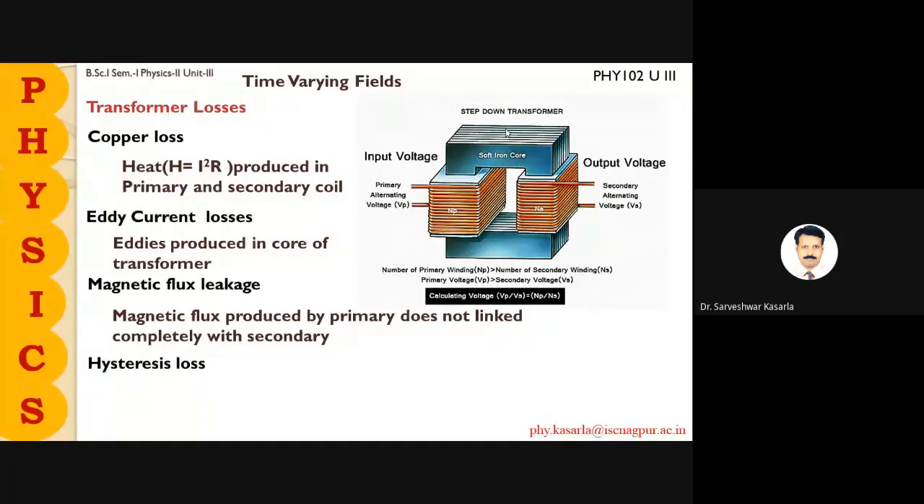Hysteresis losses. This is the fourth type of loss. Hysteresis loss means there is a complete magnetization and demagnetization of the soft iron core. This cycle of magnetization and demagnetization wastes some energy, and this energy is called the hysteresis loss.